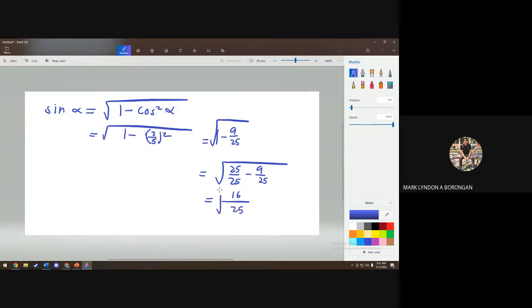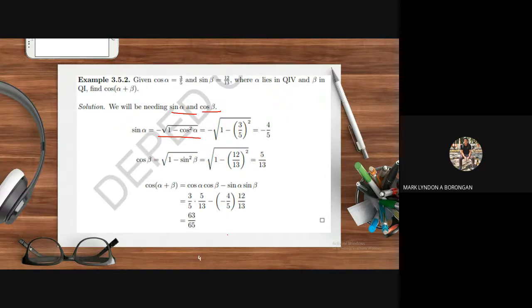Right? Now, when you get the square root of that, you'll have 4 over 5. But sir, why is it negative? Why is it negative?